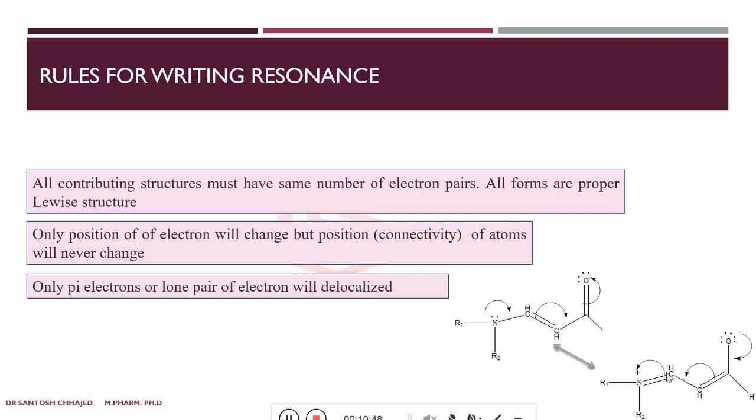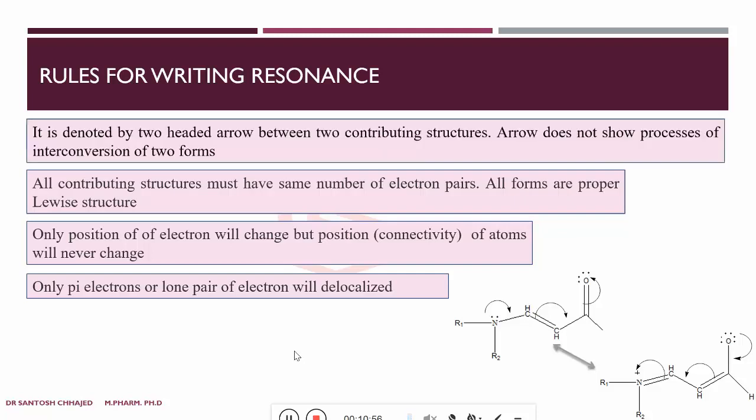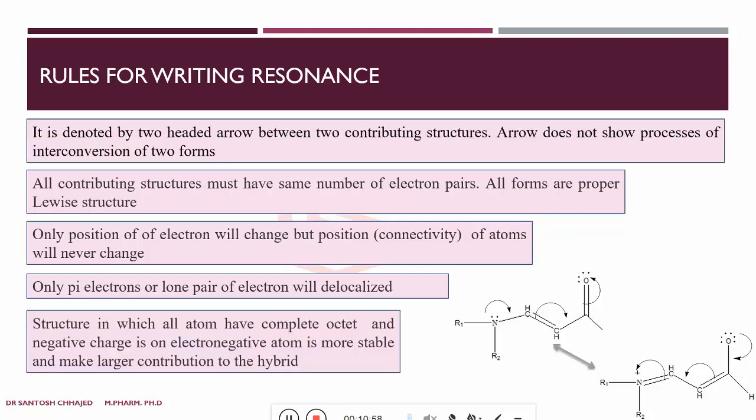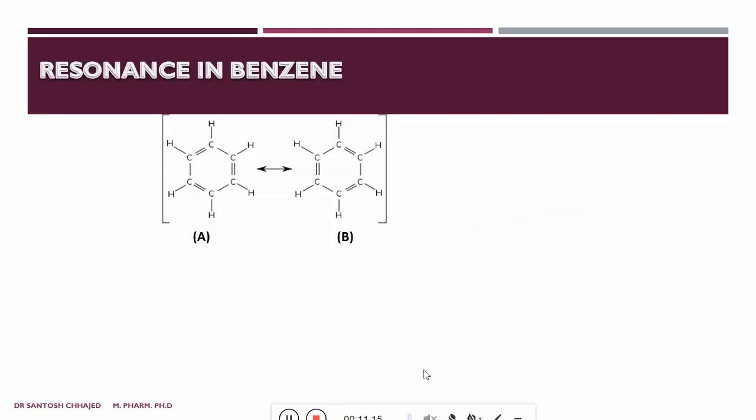In this manner, these two forms are interconvertible, and that's why they follow the phenomenon of resonance. It is denoted by a two-headed arrow between the two contributing structures. The arrow does not show the process of interconversion. This is important. A structure in which all atoms have a complete octet and the negative charge is on an electronegative atom is more stable and makes a larger contribution to the hybrid.